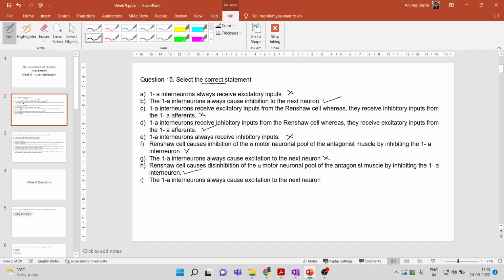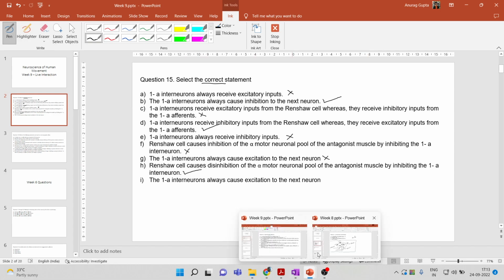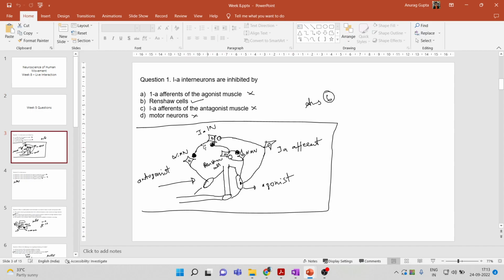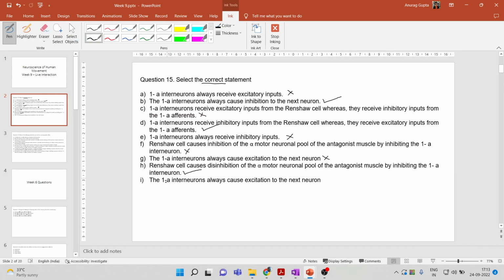So we have seen this. It causes a disinhibition. So it inhibits the inhibition of the alpha motor neuronal pool of the antagonist. Hence, disinhibition. And finally, the 1A interneuron always causes excitation to the next neuron. This is false. I think it's repeated. So the answer is B, D, and H.